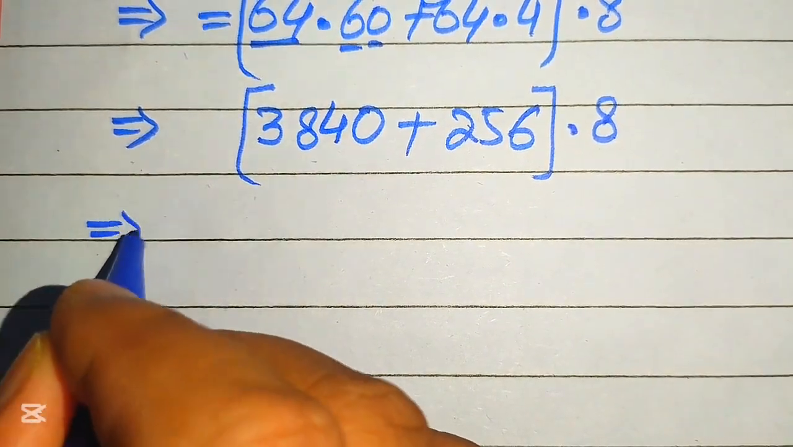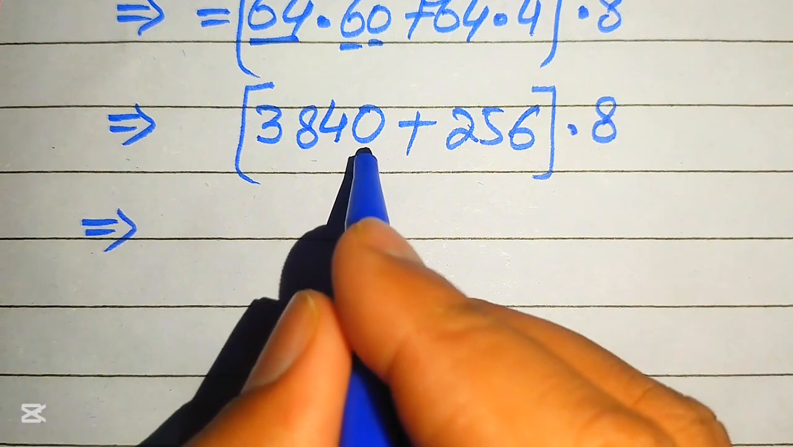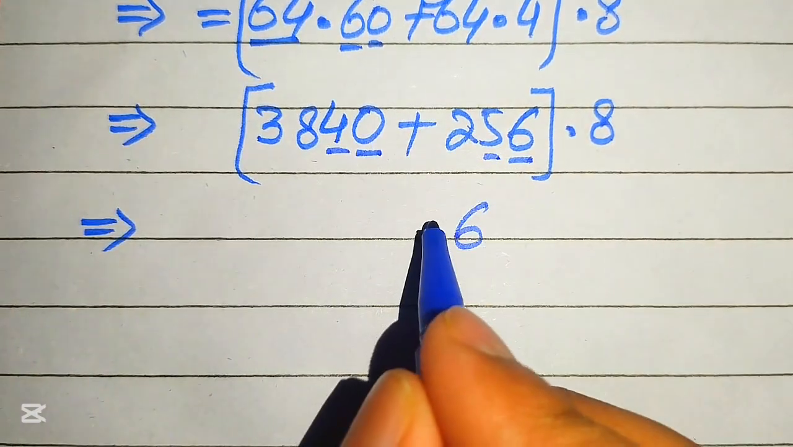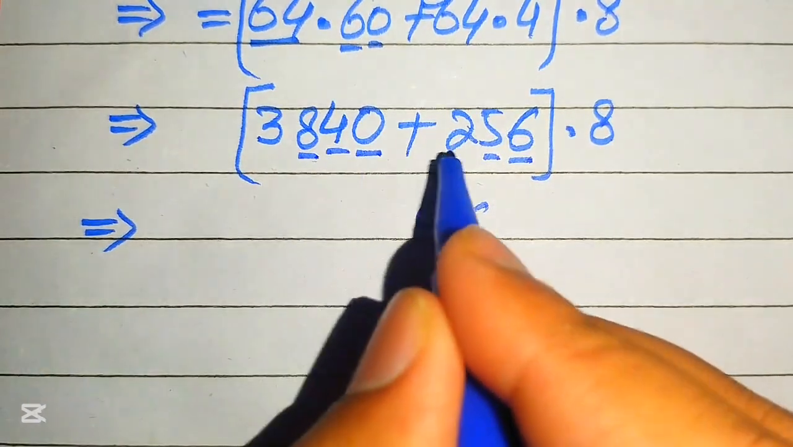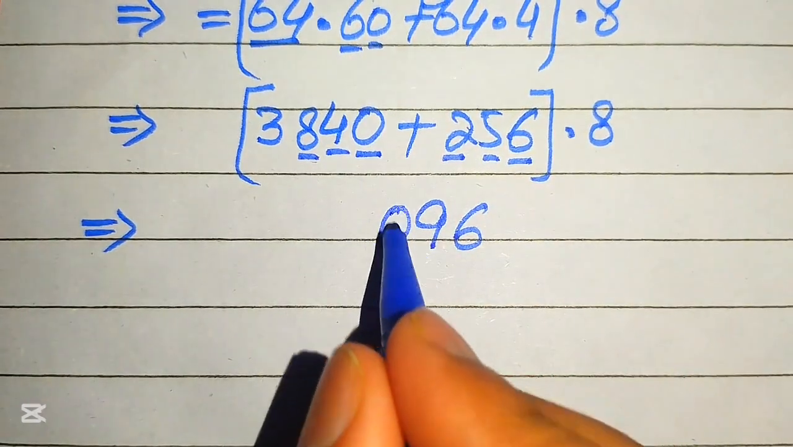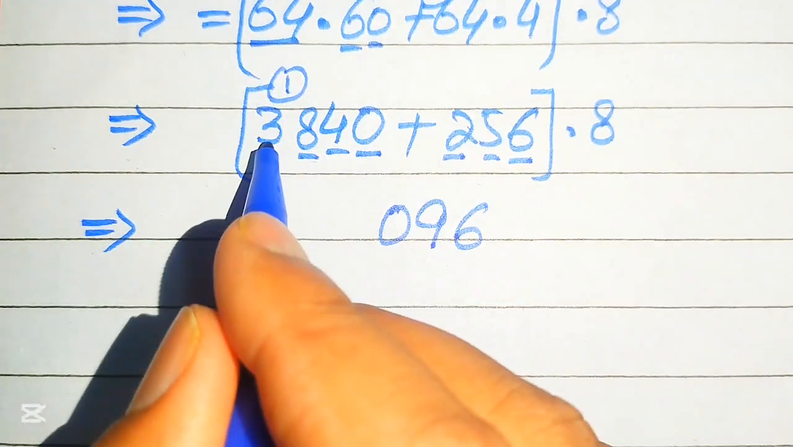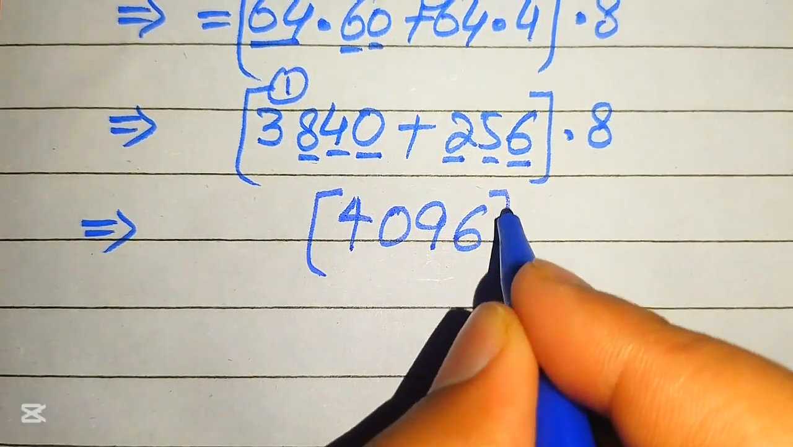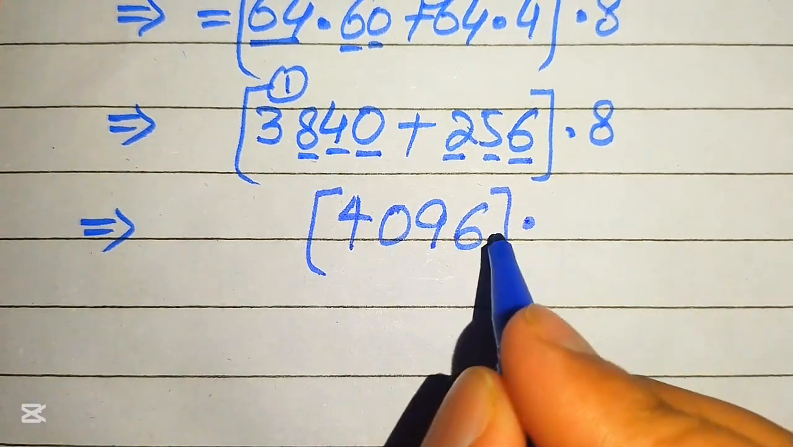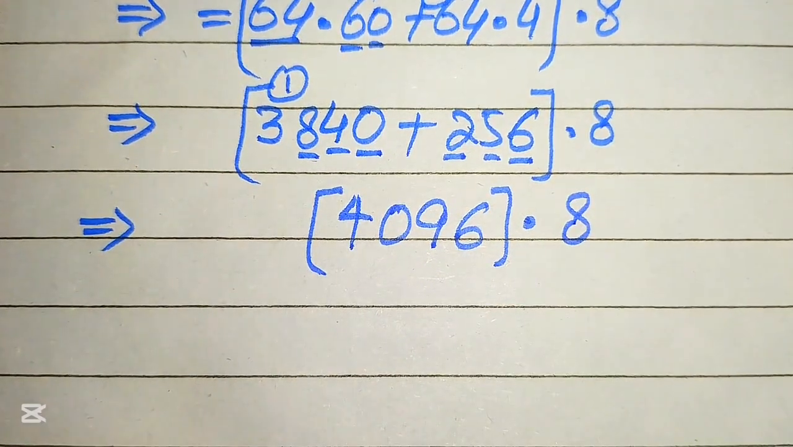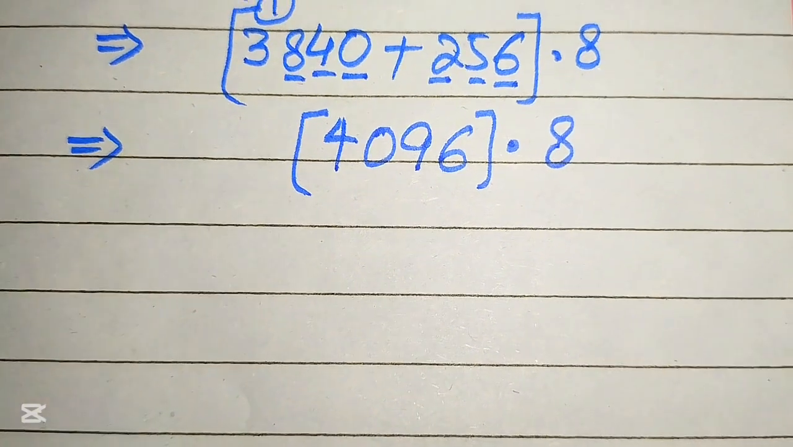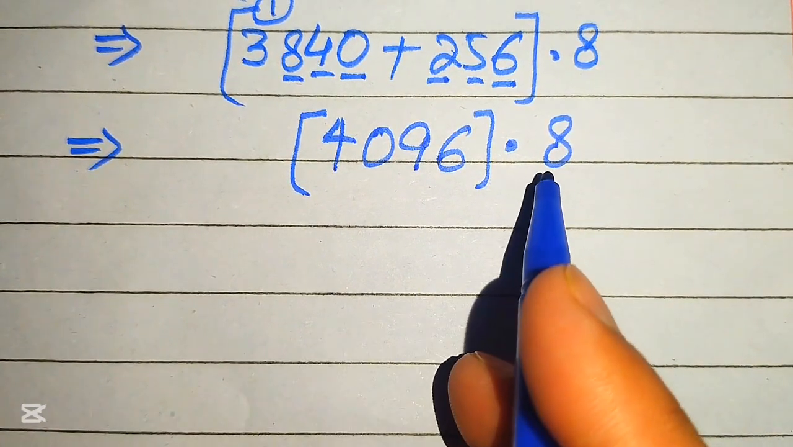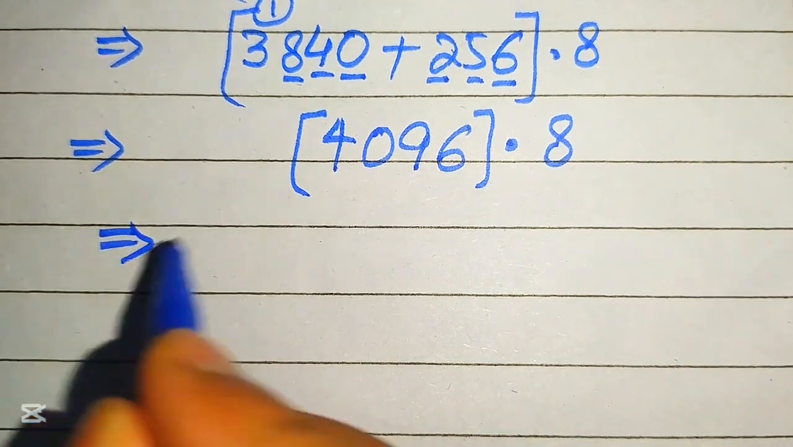Now in the next step we sum up these two values: 0 plus 6 becomes 6, 4 plus 5 becomes 9, and 8 plus 2 becomes 10. We write 0 and carry 1. So 3 plus 1 becomes 4. This is our resulting answer, and now we need to multiply this bigger number with 8. I hope you like this method of multiplication, and according to the same method we can multiply 8 with this greater number.